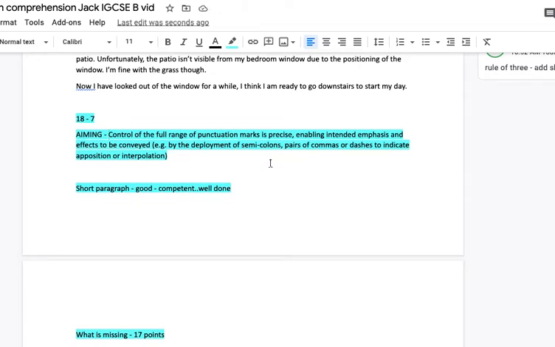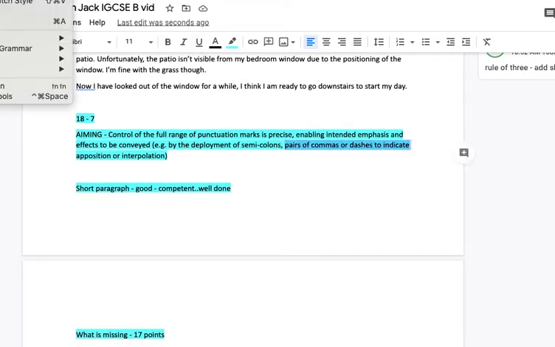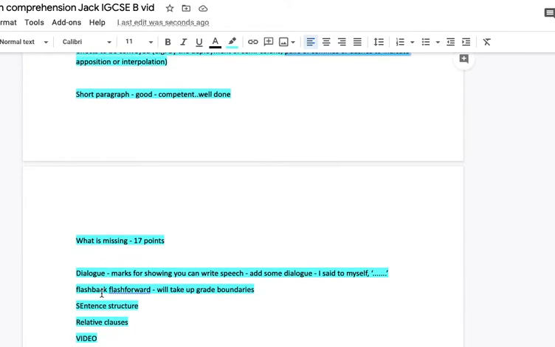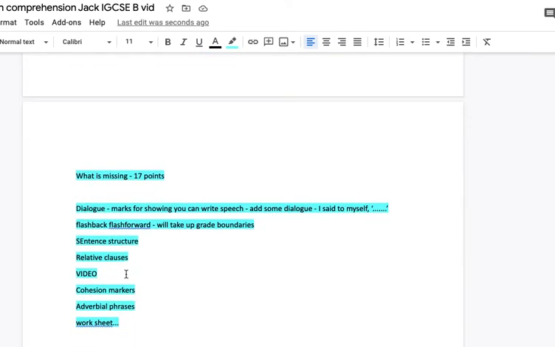So I need to do pairs of commas and dashes as well, which is what I said, bracketed commas. So we need to do bracketed commas. So to do.